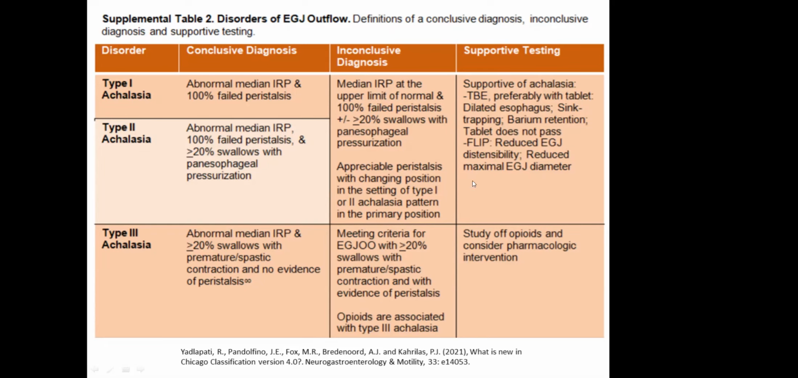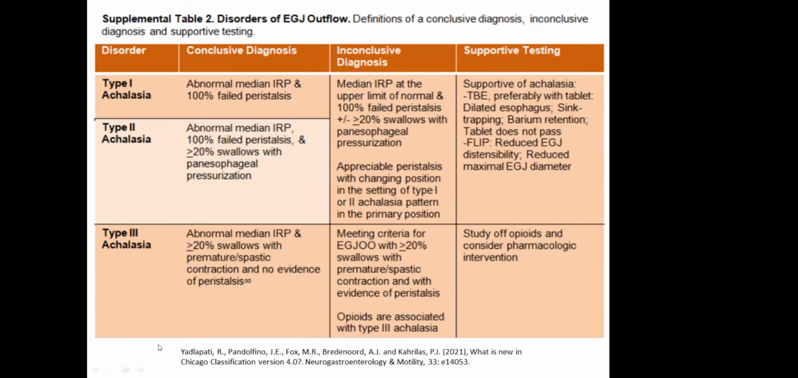So what can you do when you get inconclusive findings? They have introduced supportive testing. To support your diagnosis of achalasia, you could do a timed barium esophagogram, and you can do it with a tablet as well. Sometimes what you see is a dilated esophagus, barium retention, and the tablet does not pass through. The other thing you can do to test for EGJ distensibility is the EndoFLIP, which can demonstrate reduced distensibility. So the distensibility index is lower than the usual limit, and there is also reduced maximal EGJ diameter when you inflate the balloon.